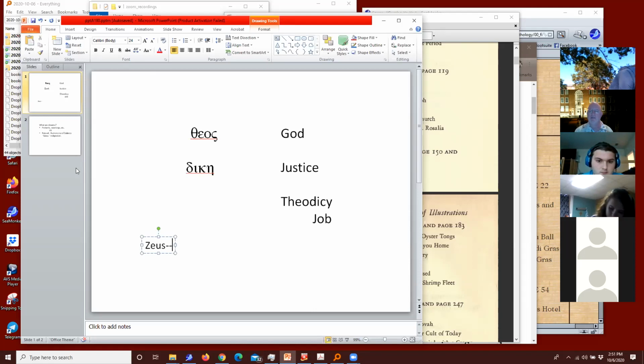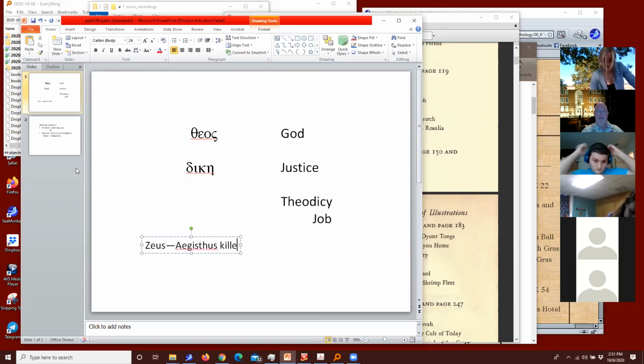We sent a warning to Orestes, Clytemnestra, Agamemnon, Aegisthus, not to kill Agamemnon, right? And what did Aegisthus do? Killed Agamemnon. Right. And now Orestes has come and avenged the death of Agamemnon by killing Aegisthus and Clytemnestra, Agamemnon's wife, who had become Aegisthus' lover, and then his wife.